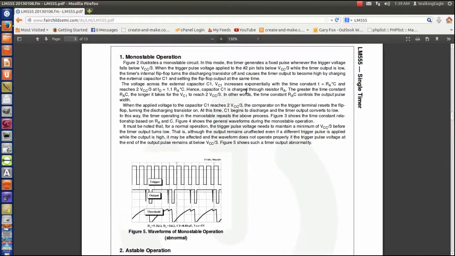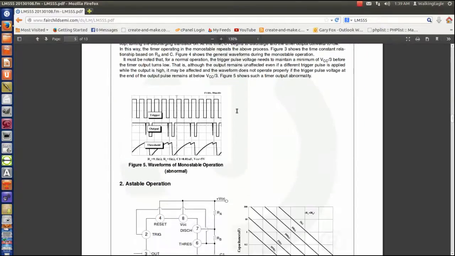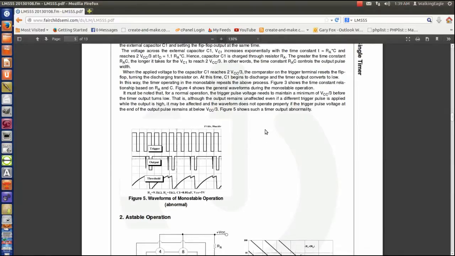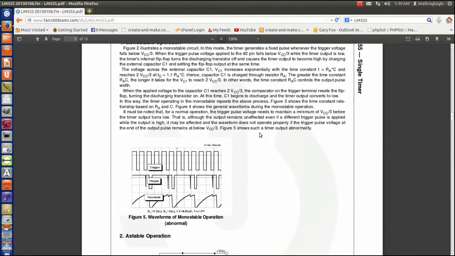Let's see how we are on time. Okay, I'm about 12 minutes into this thing, so I think we'll wait. We'll talk about the astable mode in the next video, and then we'll deal with a little bit of the charts up there talking about the values that this thing can do.